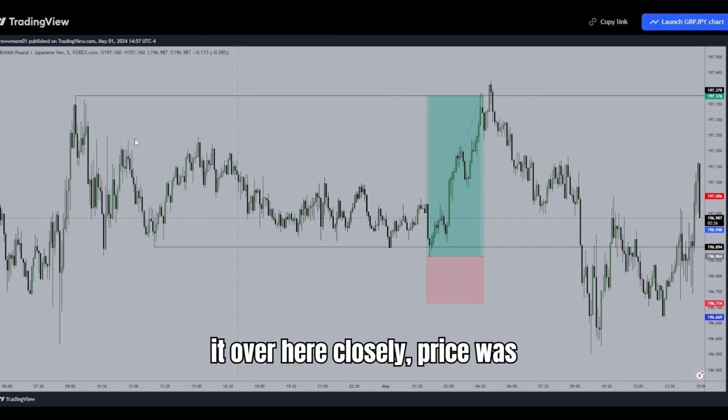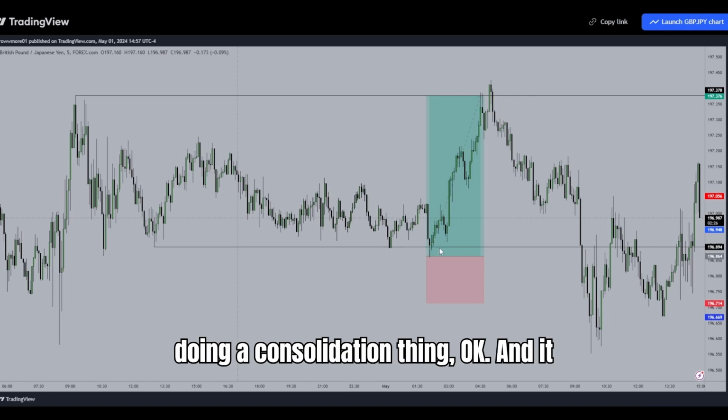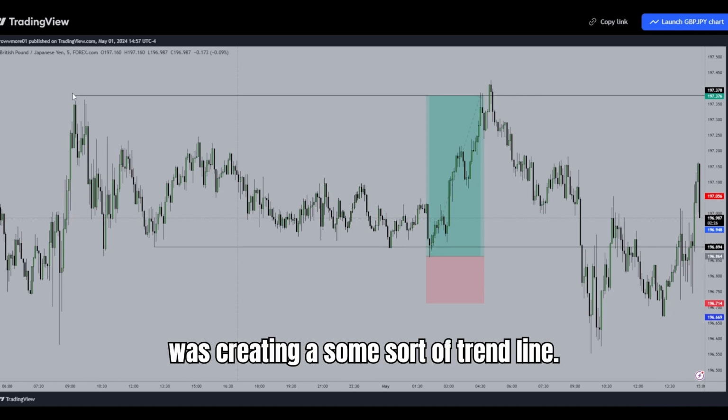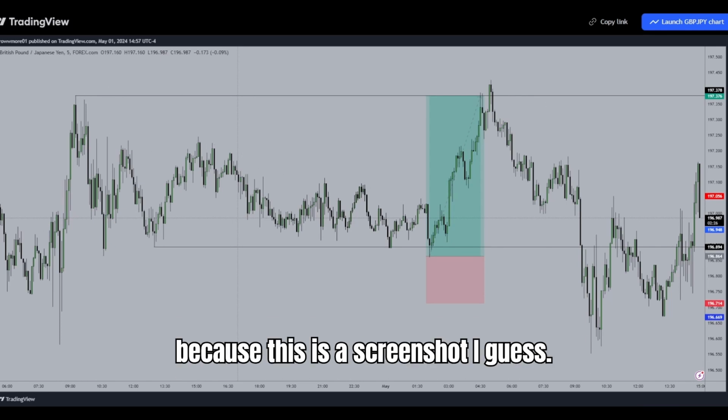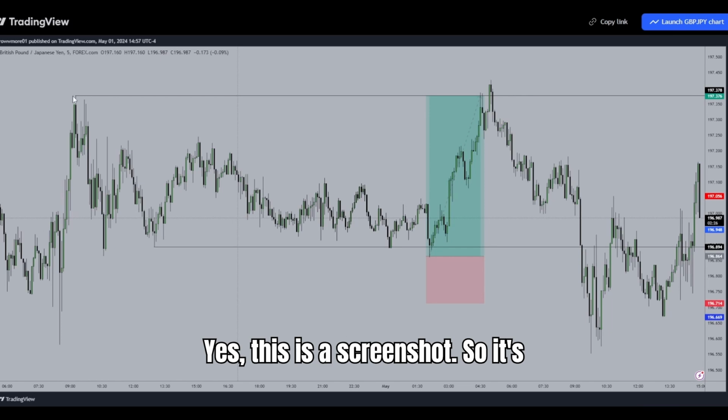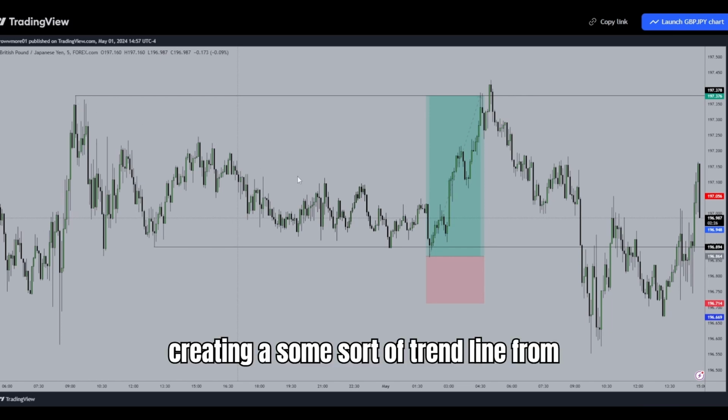If you look at it closely over here, price was doing a consolidation, and it was creating some sort of trend line. If you guys can see that, I cannot mark it because this is a screenshot, I guess. Yes, this is a screenshot. So it's creating some sort of trend line from here.